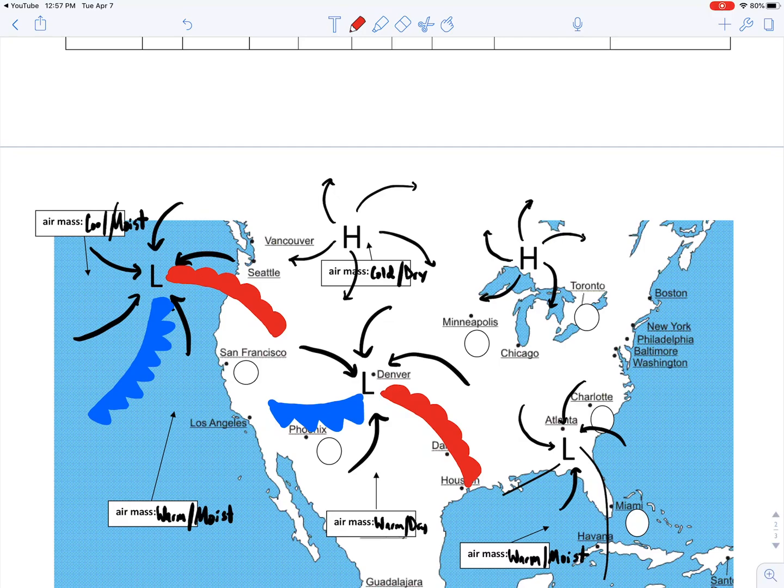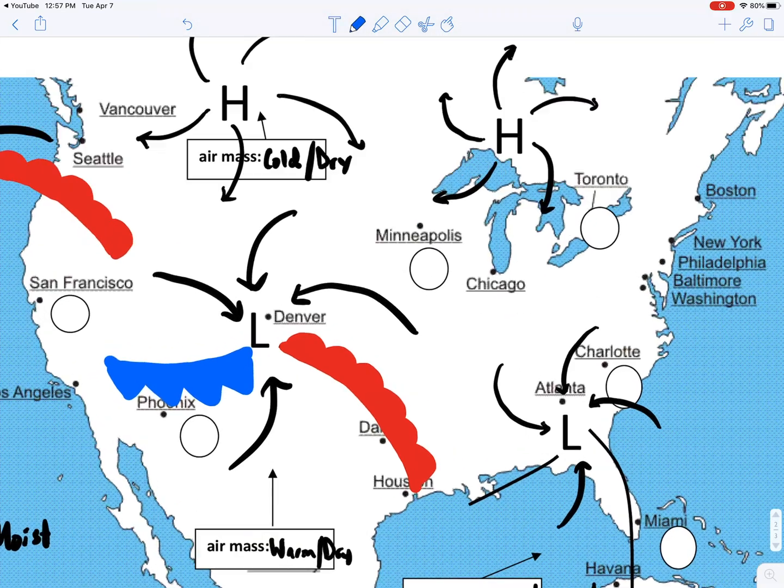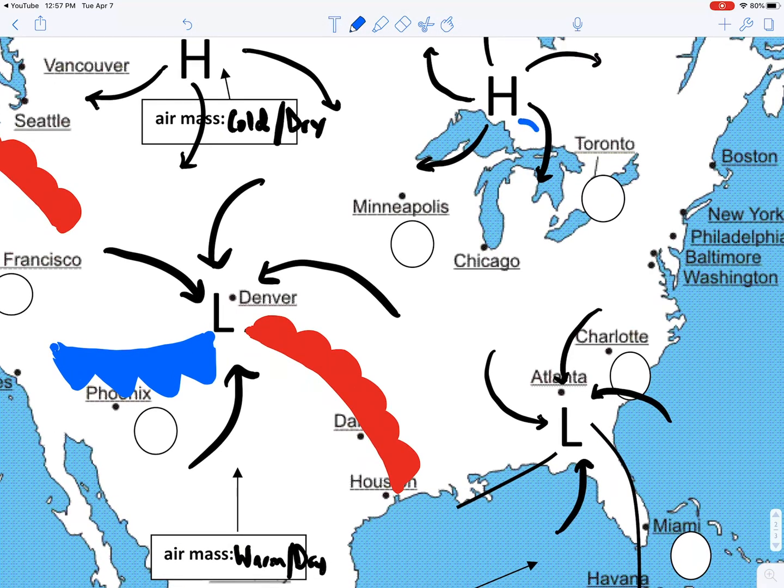Remember, both fronts will cause weather. They'll both cause precipitation. Cold fronts, though, tend to cause a little bit more severe, heavy rain and the possibility of thunderstorms and tornadoes and things like that. We'll get to that in a couple weeks here.